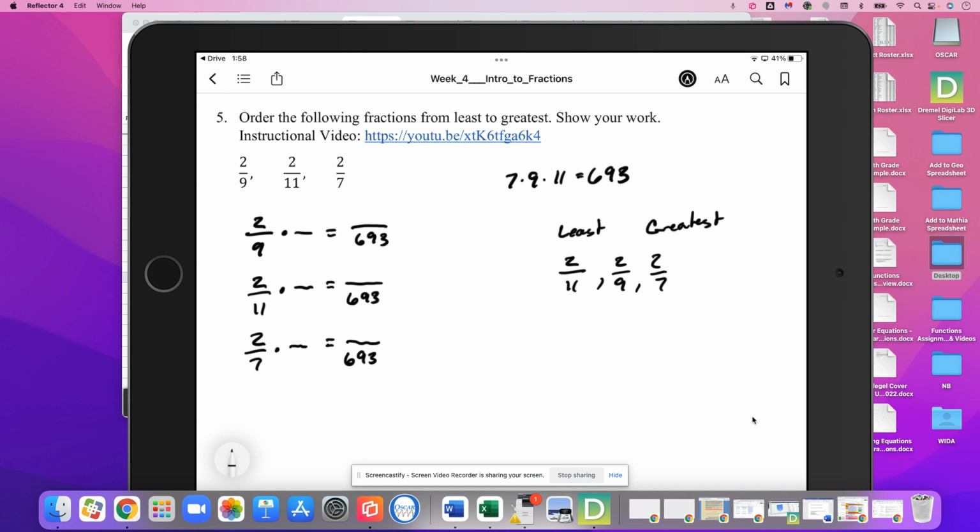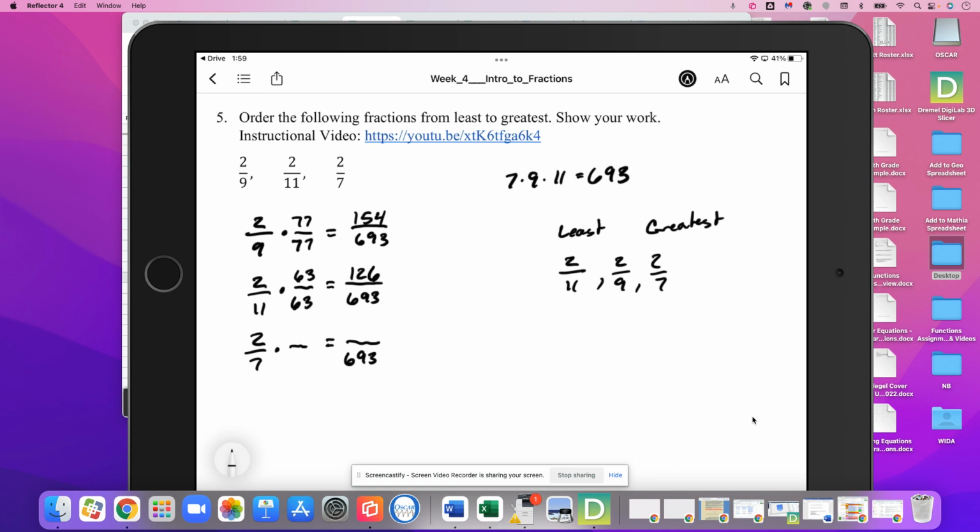But again, I'm doing it a more arduous way. So to get to 693 from 9, I need to multiply by 77. So 77 in the numerator as well puts me at 154. For this one, I need to multiply by 63. So 63 in the numerator as well puts me at 126.